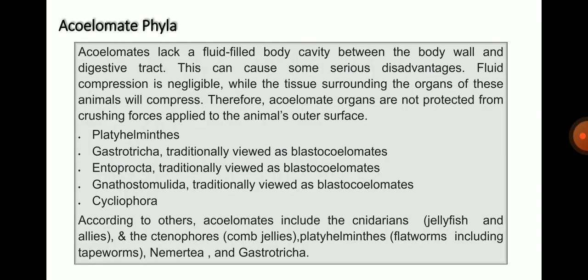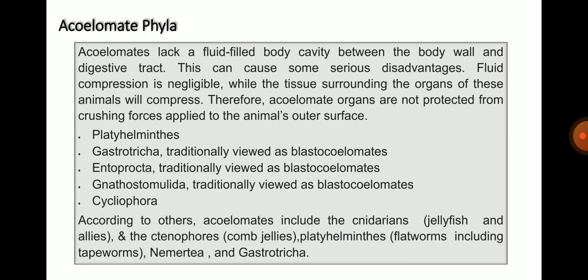Some more points regarding acoelomate phyla. Acoelomates lack a fluid-filled body cavity between the body wall and digestive tract. This can cause some serious disadvantages. This is the disadvantage of being an acoelomate here. The fluid compression is negligible, while the tissue surrounding the organs of these animals will compress. Therefore, acoelomate organs are not protected from crushing forces applied to the animal's outer surface.